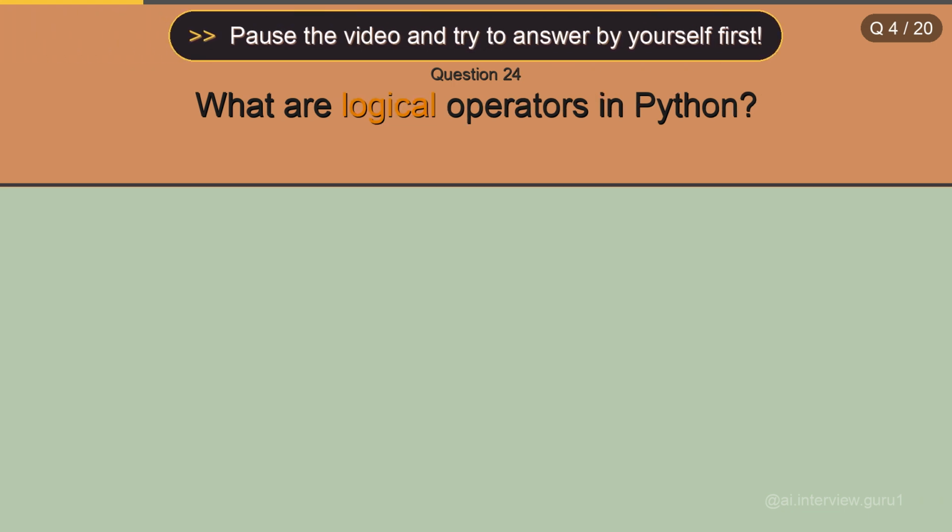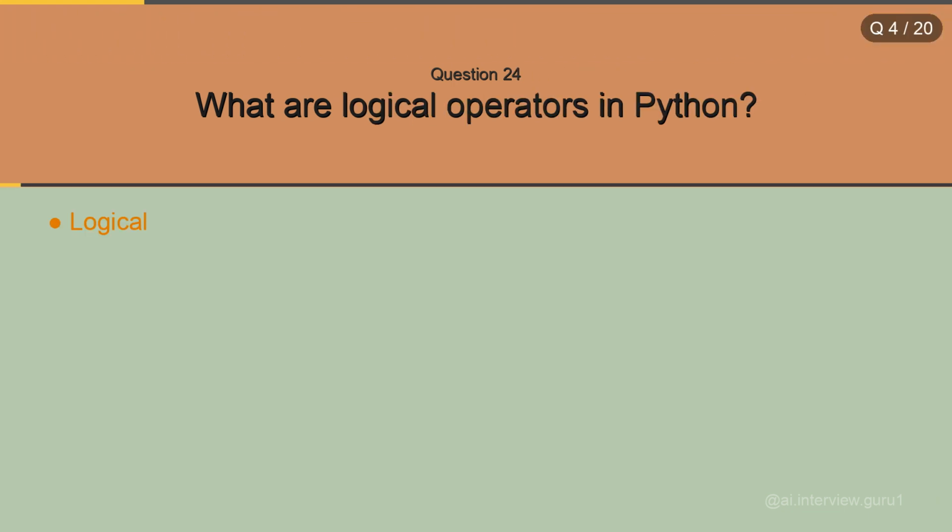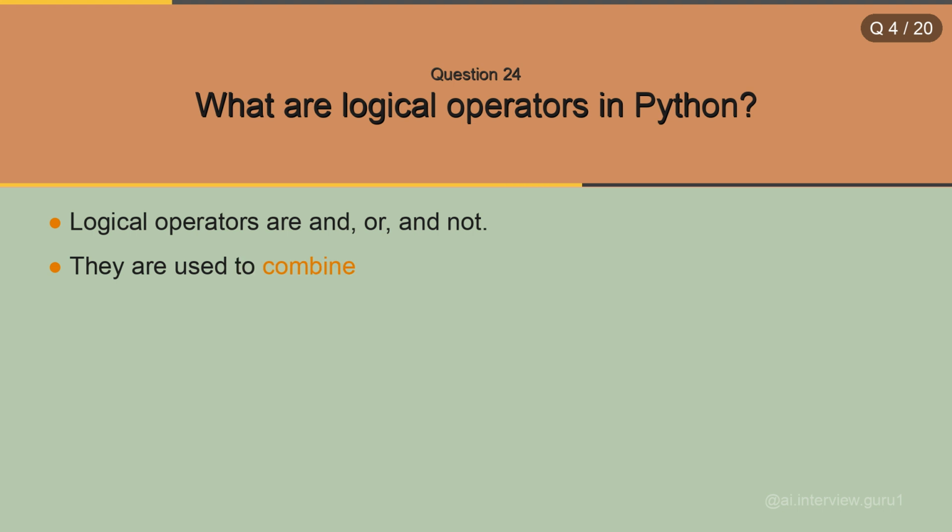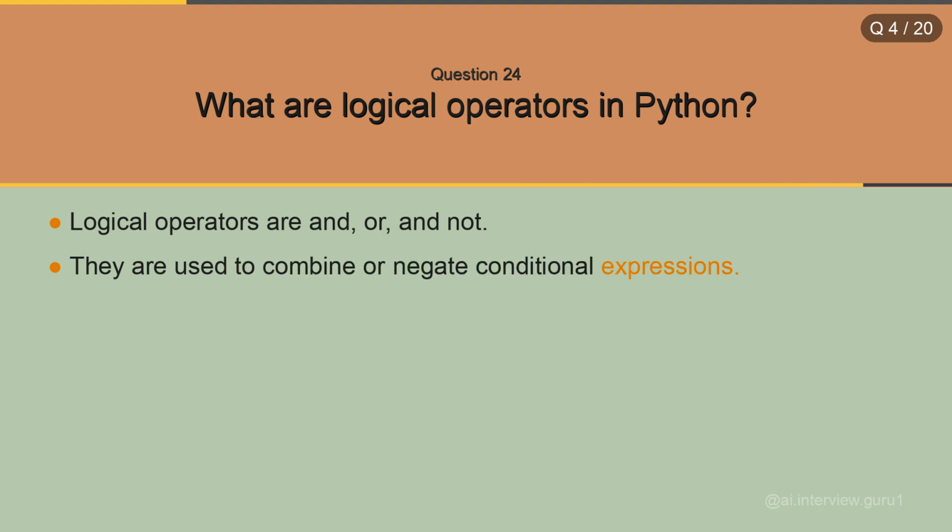What are logical operators in Python? Logical operators are and, or, and not. They are used to combine or negate conditional expressions.